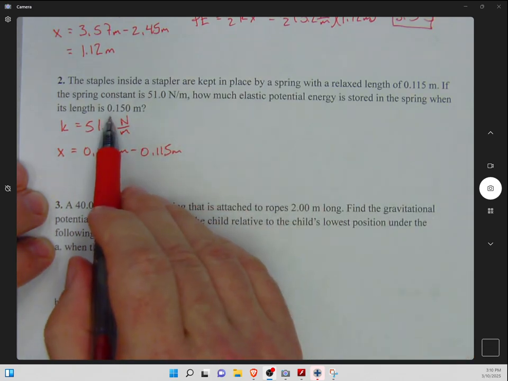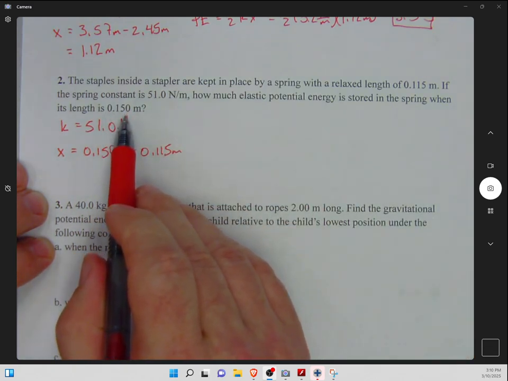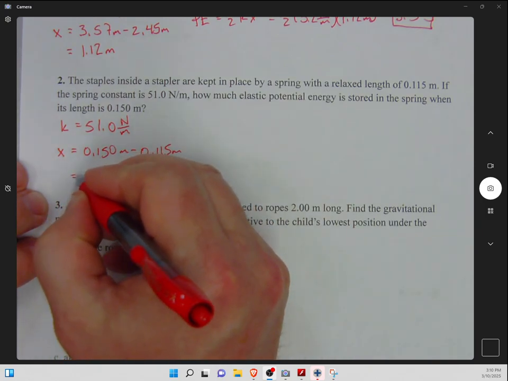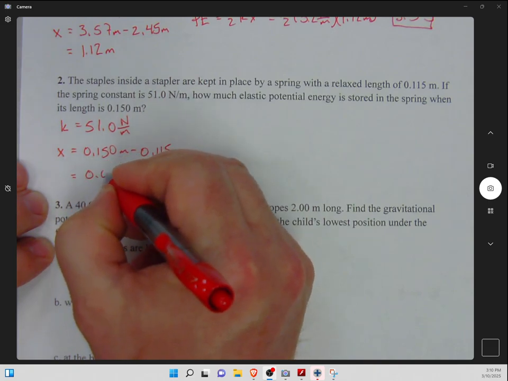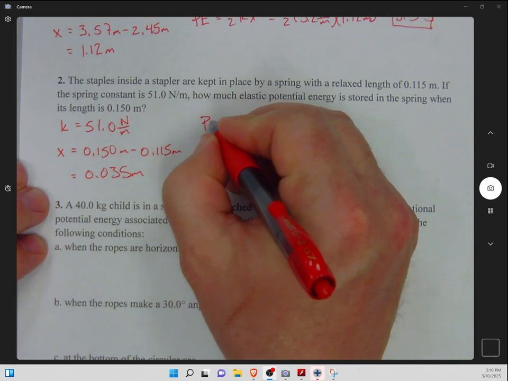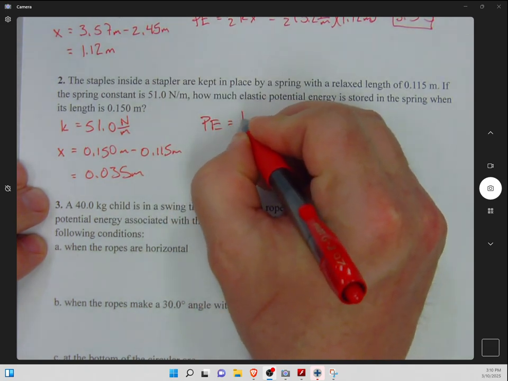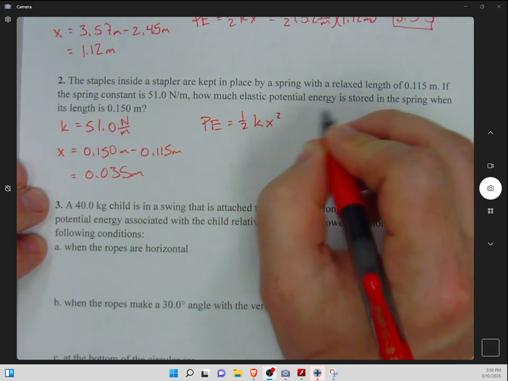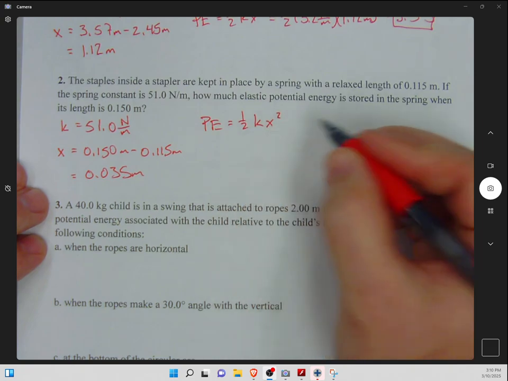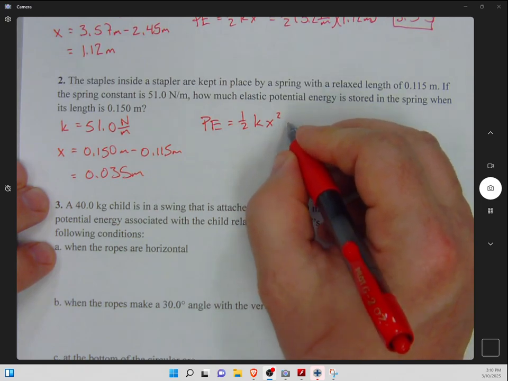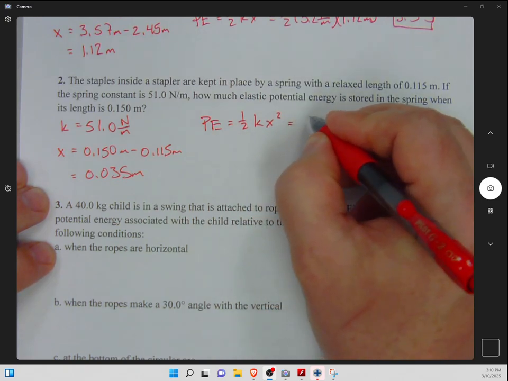So I'm going to take my 0.150 and subtract 0.115 to give me an overall change of 0.035 meters. And again, the equation I'm going to use here: potential energy is equal to 1/2 K, spring constant, and then X here is the distance that the spring is actually being deformed. And don't forget the square, because that'll mess you up big time.